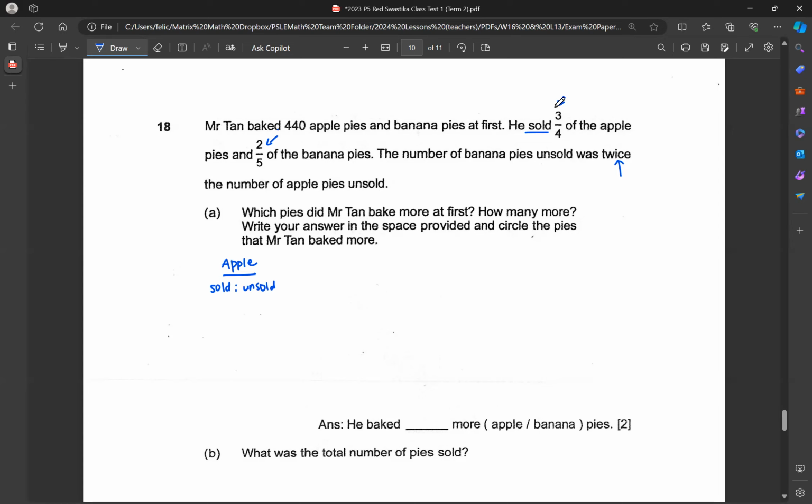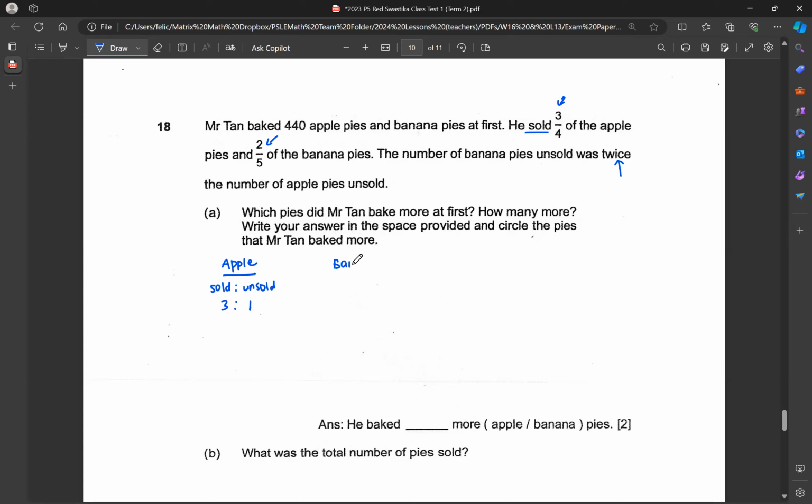Okay, so he sold 3/4 of the apple pies. So I sold 3 units, right? Now, if I sold 3/4 of the pies, it means I did not sell 1/4. So that means your unsold should be 1 unit, not 4. Be careful. 4 is the total apple pies. So when you translate a fraction to a ratio, be careful of your understanding of the units first.